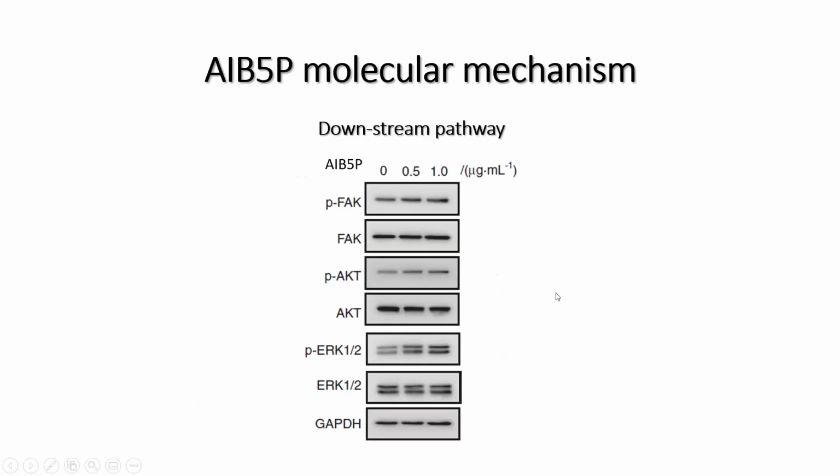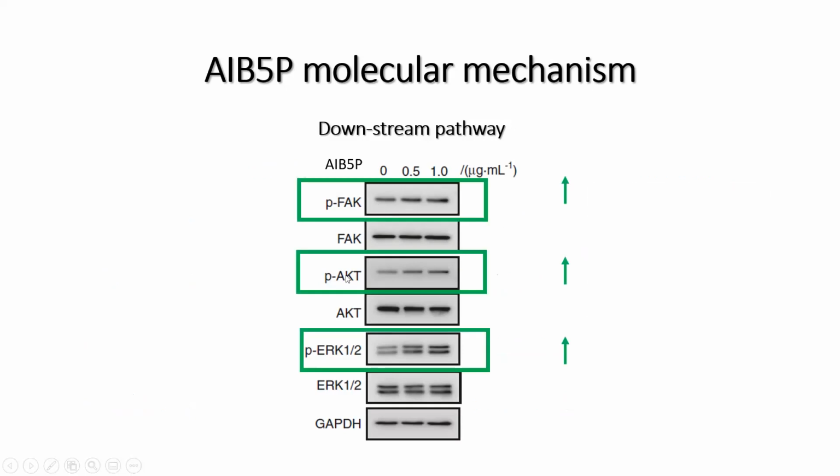Next, they looked at what the downstream pathway could be. Knowing the downstream pathway of integrin alpha-5, they looked at FAK, AKT, and ERK. And you can see that as the concentration of AIB5P increased, the concentration of phospho-FAK, phospho-AKT, and phospho-ERK also increased, suggesting that the phosphorylation of these downstream messengers was implicated in the signaling of this peptide.